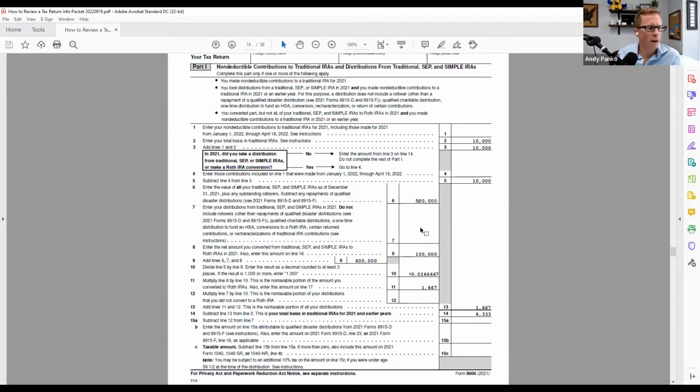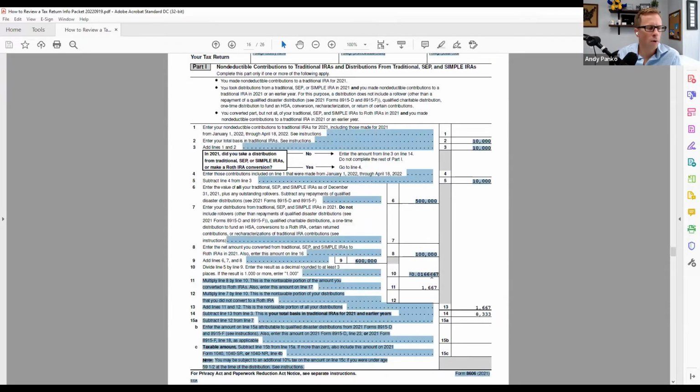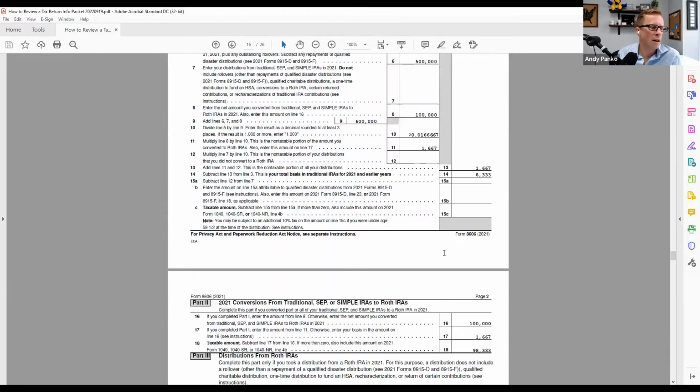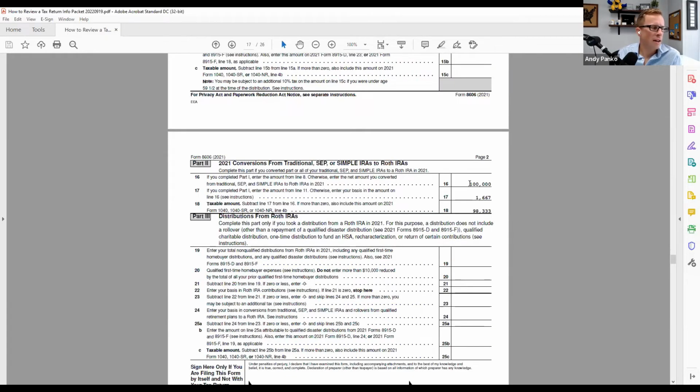Anyway, you can see the math here. It's saying 1.66% of all IRA balances are basis. Therefore, the remaining, whatever that is, 98% and change, is all going to be taxable. 1.66% will not. In this case, they did a conversion.